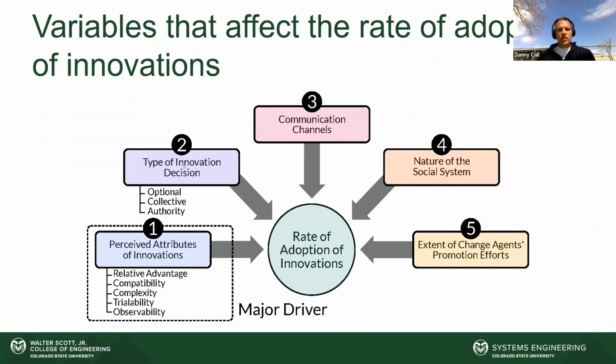Now, obviously, all 5 of these contribute, but he realized that depending on the innovation, 49 to 87% of the variability in adoption rate could be attributed to the perceived attributes of innovation. So that's where I've decided to begin my research on this.